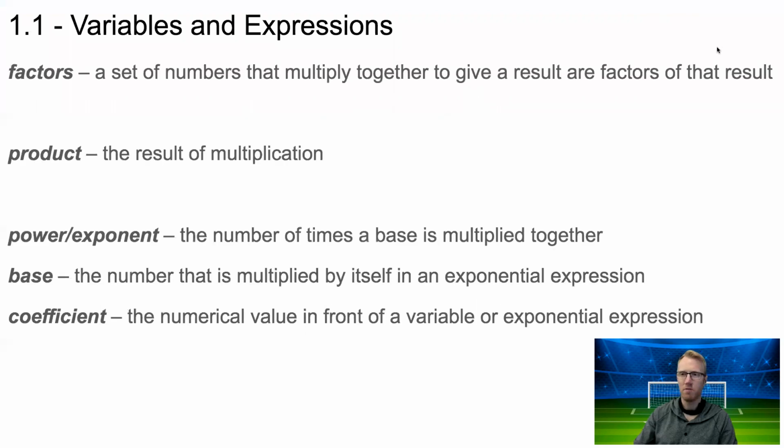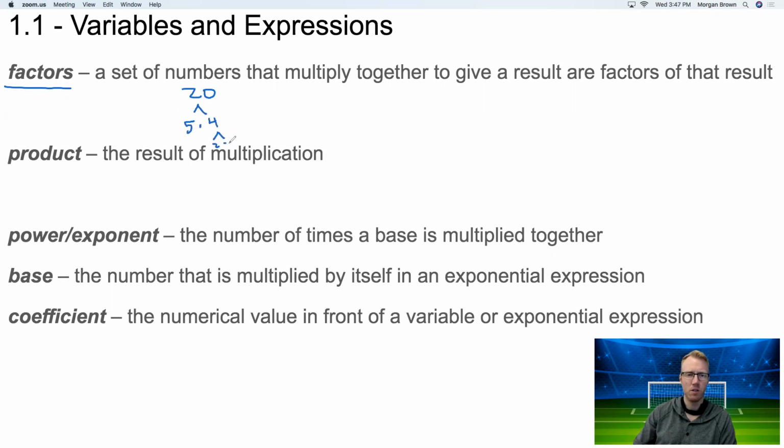Okay, second set of vocabulary for section 1.1, the factors. When you factor something, you're figuring out what all the numbers are that multiply together to give you that number. You're probably used to drawing a factor tree. For example, if you have 20 and you do a little factor tree, you can say that's 5 times 4, and then the 4 is 2 times 2. So the factors of 20 are 2 times 2 times 5.